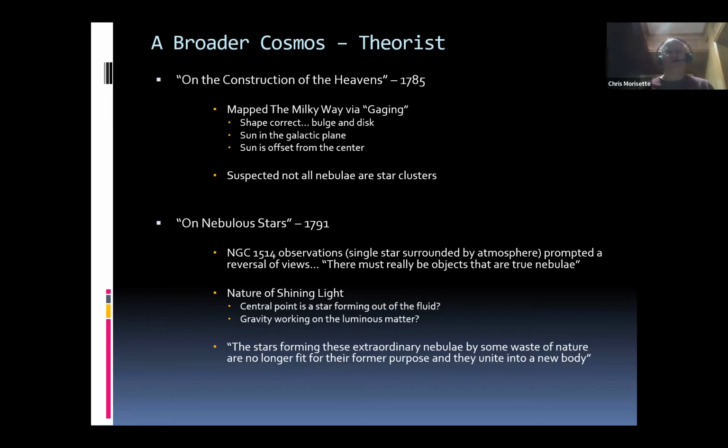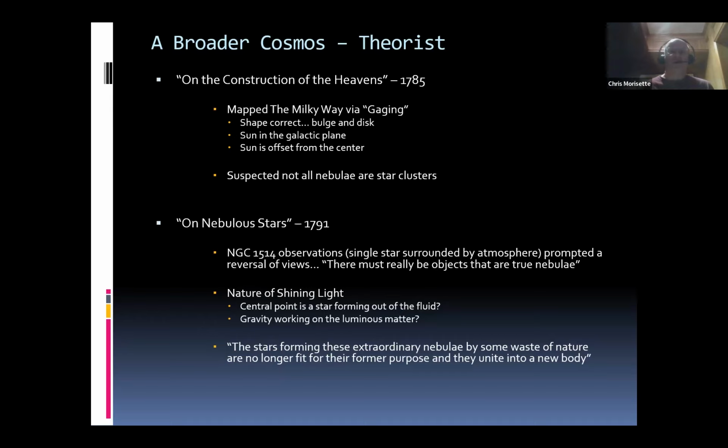A good case in point was M13, the Hercules globular cluster, where Messier had originally documented that as a fuzzy, almost nebulous-looking cloud. Whereas when Herschel went out, he actually was able to resolve it into individual stars with one of his high-powered telescopes. But he reached a point, and you see down here in another paper he wrote called "On Nebulous Stars," where he began to question that.